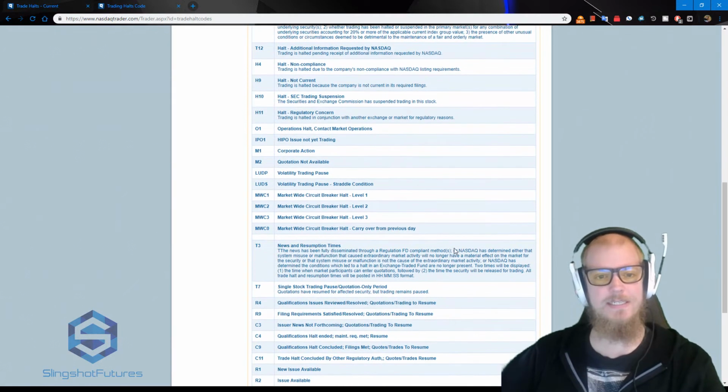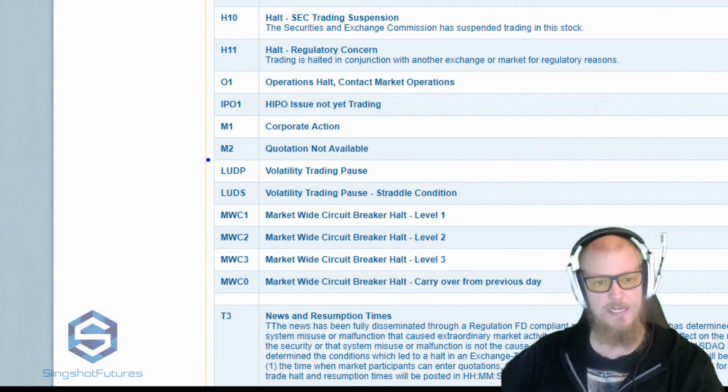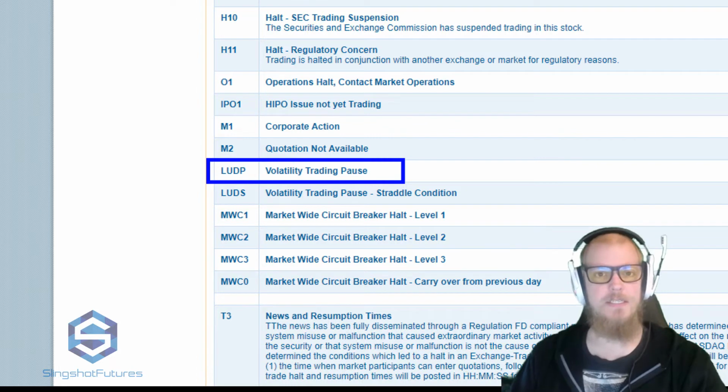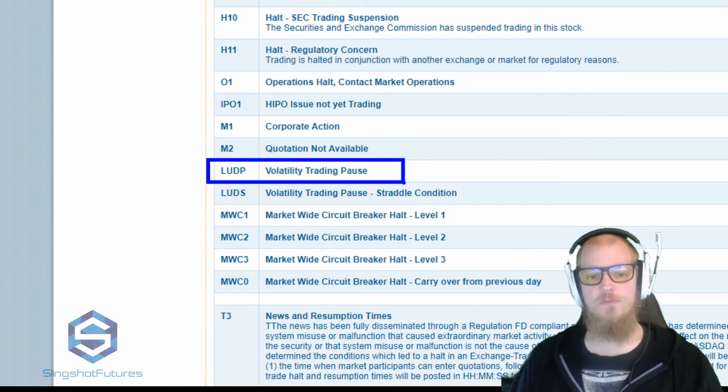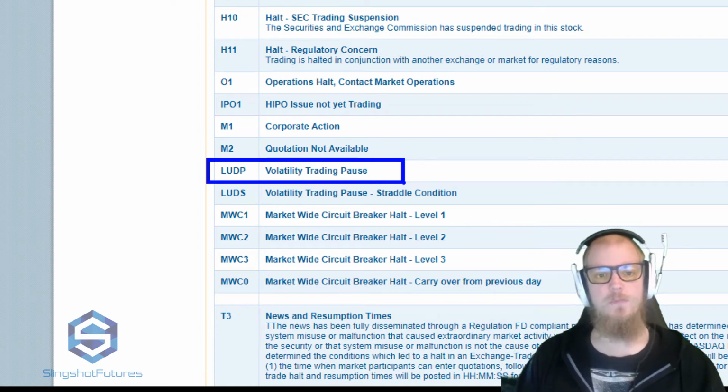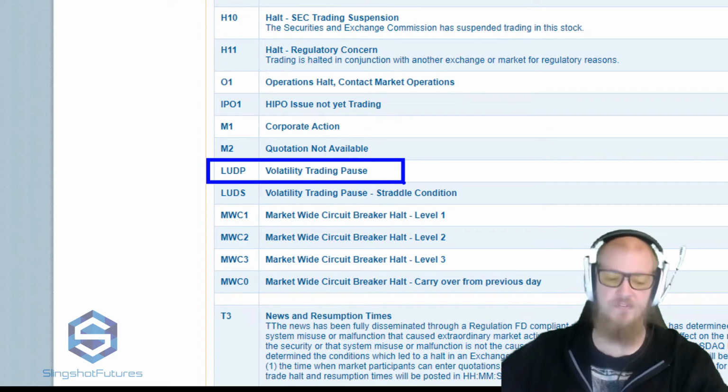Another very common halt is an LUDP halt, which is right here, and that is a volatility trading pause. This is the most common one that you're going to see pop up, and it's based off of just huge swings, very big movement, and it's usually unidirectional. So it'll be on an LUDP halt because it's just flying higher.